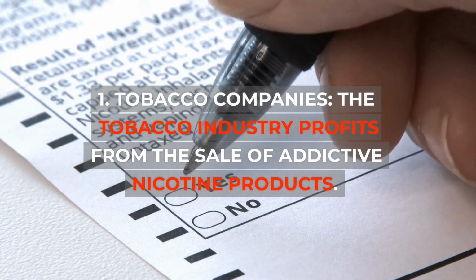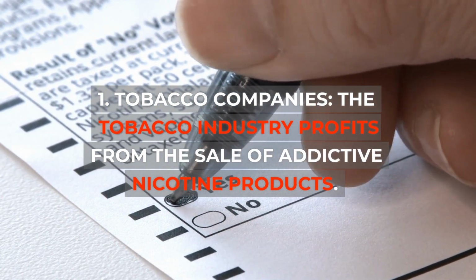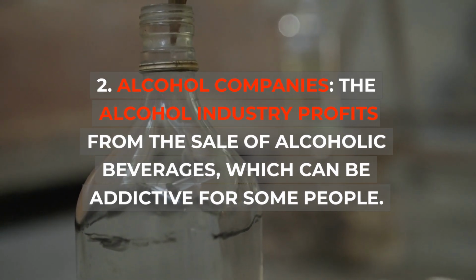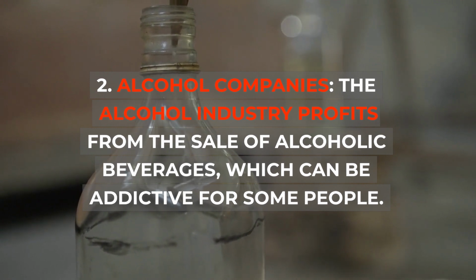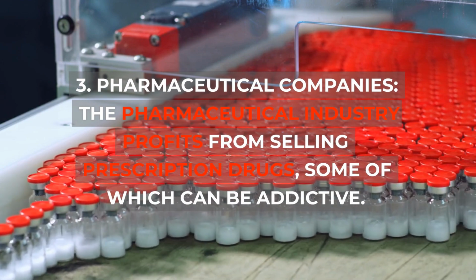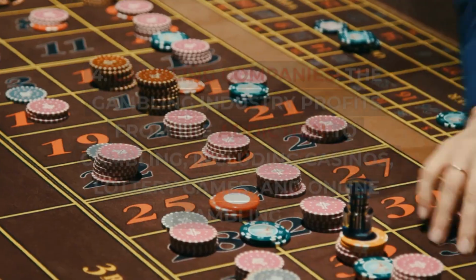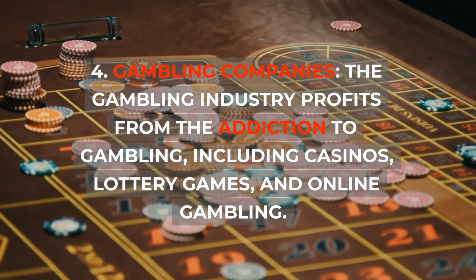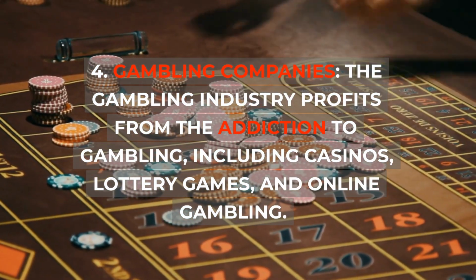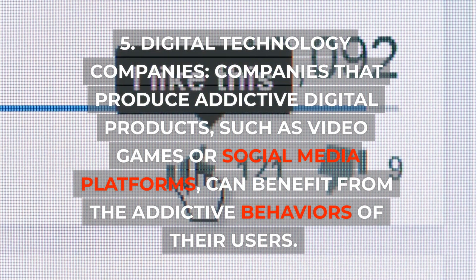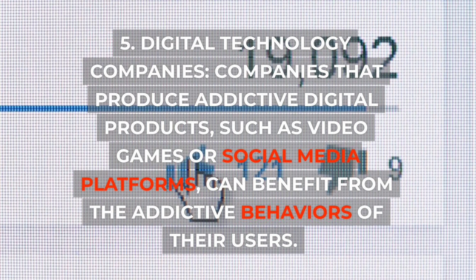1. Tobacco companies. The tobacco industry profits from the sale of addictive nicotine products. 2. Alcohol companies. The alcohol industry profits from the sale of alcoholic beverages, which can be addictive for some people. 3. Pharmaceutical companies. The pharmaceutical industry profits from selling prescription drugs, some of which can be addictive. 4. Gambling companies. The gambling industry profits from the addiction to gambling, including casinos, lottery games, and online gambling. 5. Digital technology companies. Companies that produce addictive digital products, such as video games or social media platforms, can benefit from the addictive behaviors of their users.